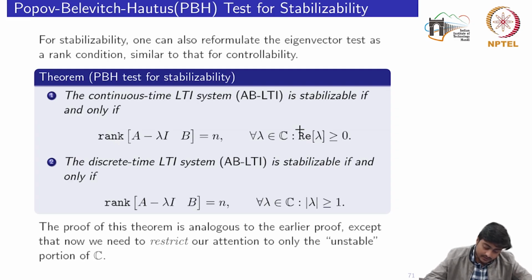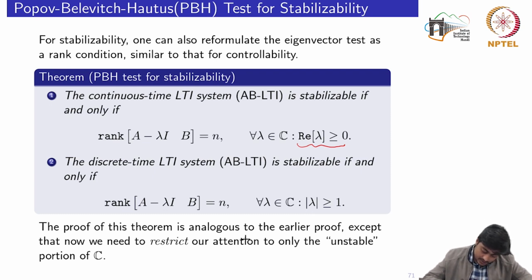So if you recall the result for controllability, this condition was not there while testing the rank condition. But for stabilizability, as we had seen in the eigenvector test, we are only concerned with the eigenvalues which are on the right hand side. So again, for stabilizability, we are concerned only with the eigenvalues on the right hand side. Okay. So for the discrete time system, we would have the same result, but those eigenvalues should be outside the unit circle or on the boundary of that unit circle.